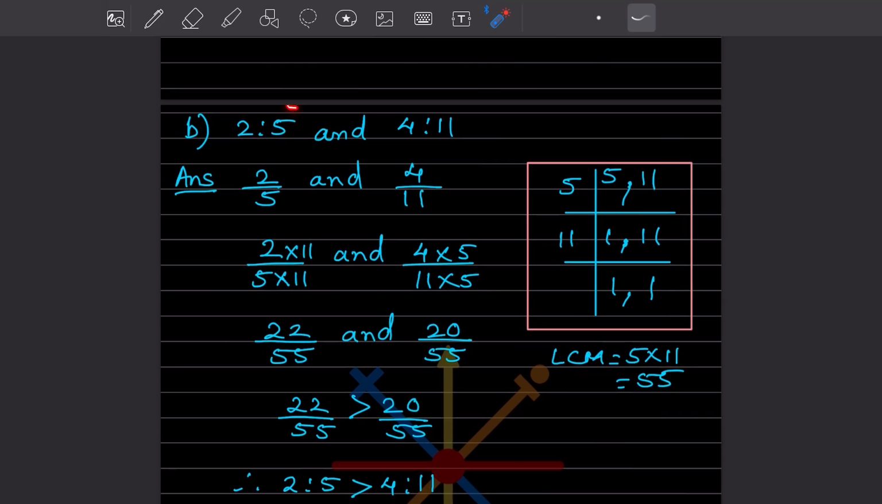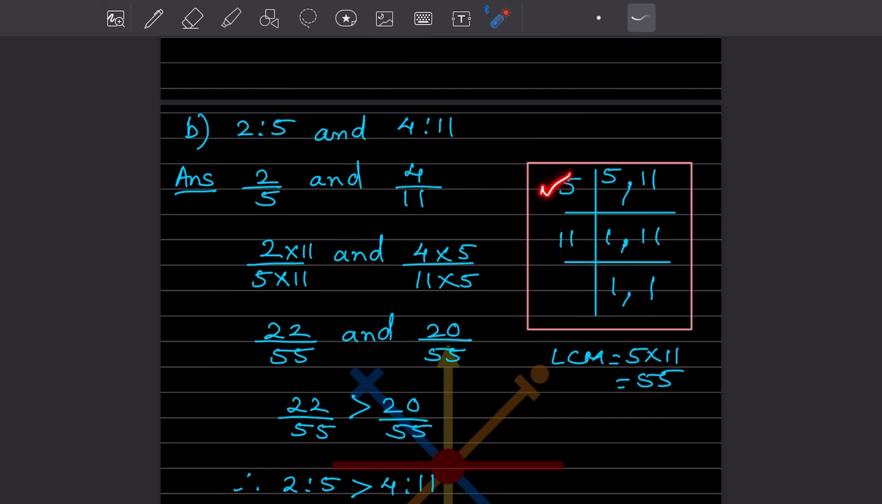Now again here, 2 is to 5 means you will write 2 by 5. 4 is to 11 means you are going to write 4 by 11. So now look at the denominators, 5 and 11. Again, what are you going to look at here? 5 and 11. This is not possible with 2, 3, 4. Then directly 5: 5 ones are 5. And this 11 is not divisible by 5, so write 11 as it is. Wherever you have 1, you write it as it is. Now 11 is a prime number, so 11 times 1 is 11.